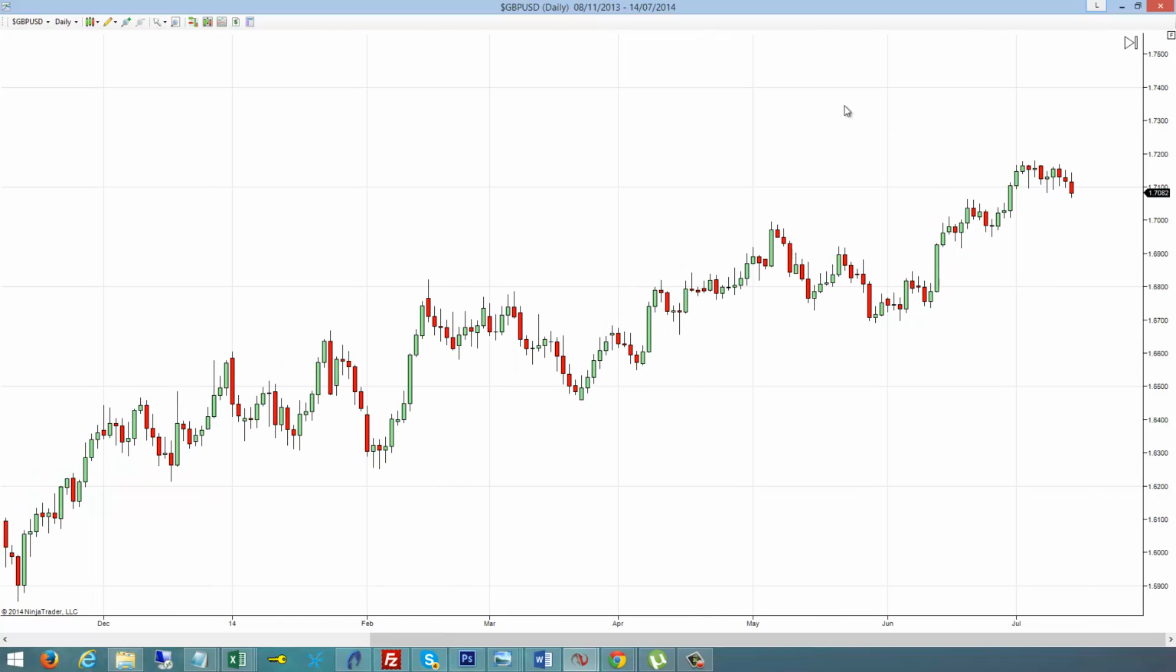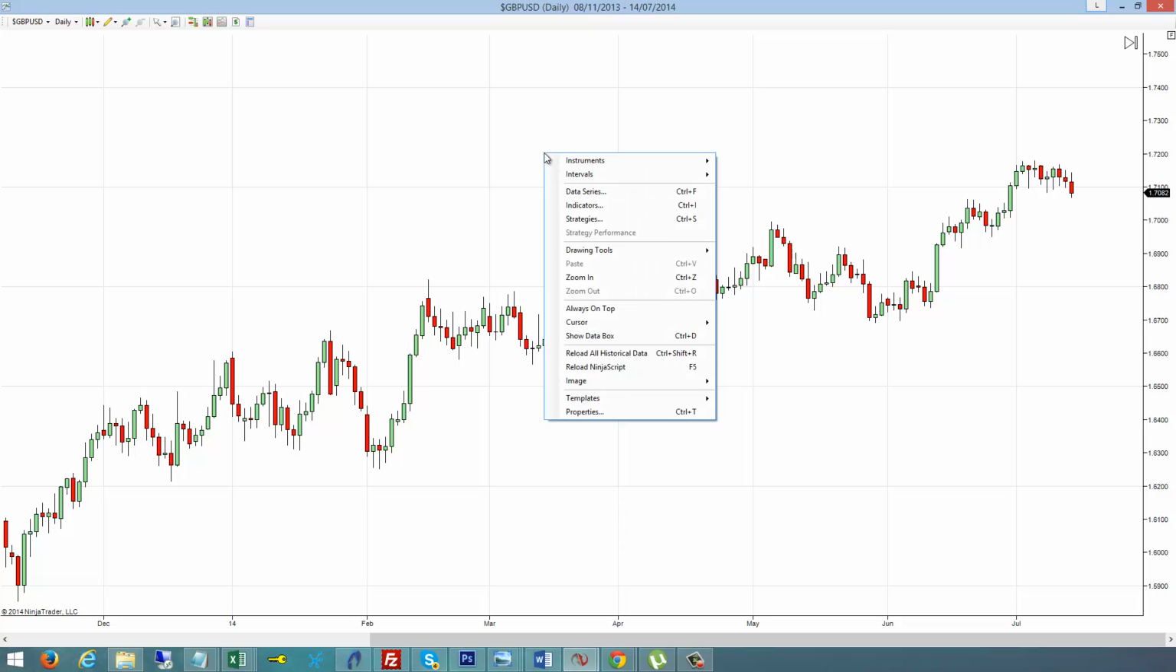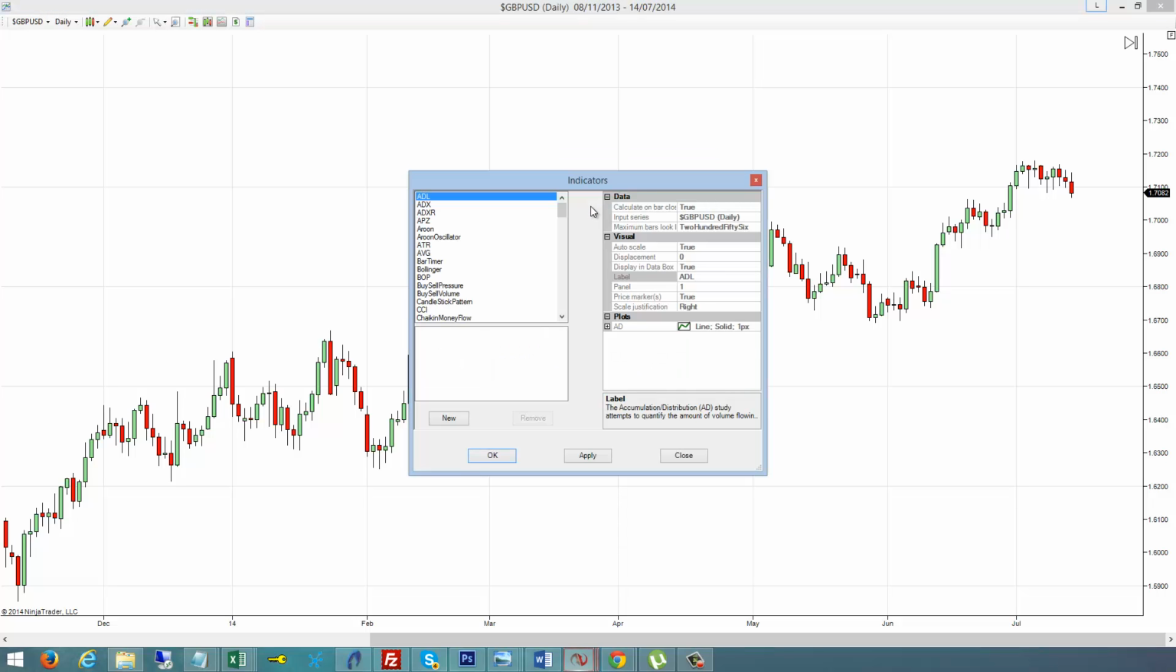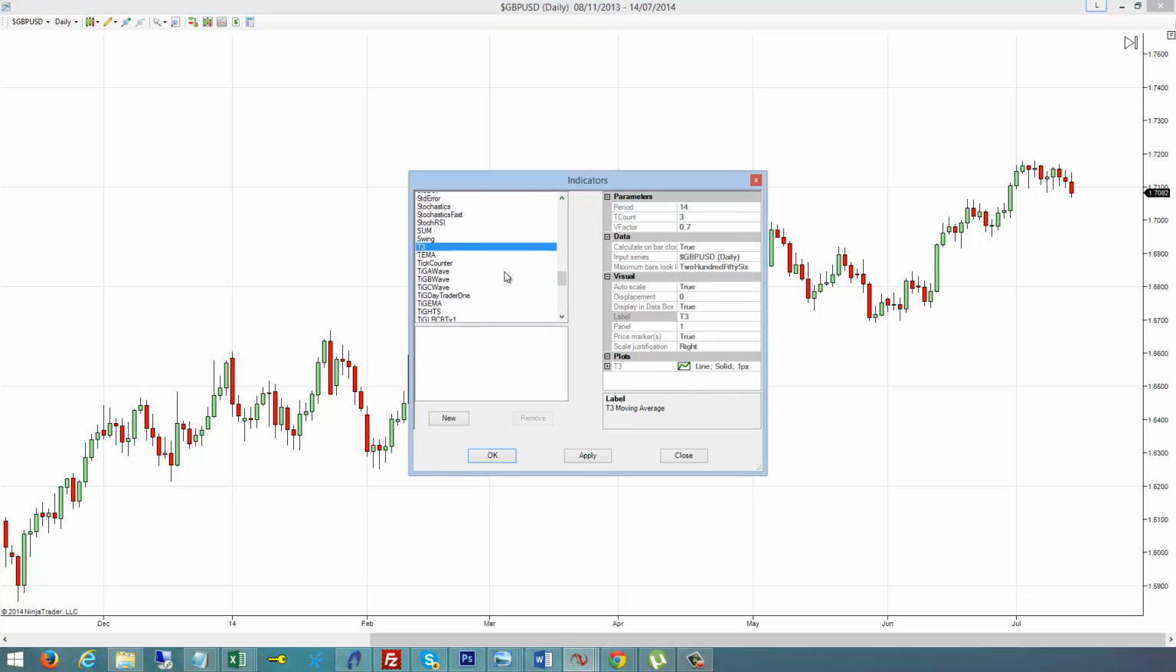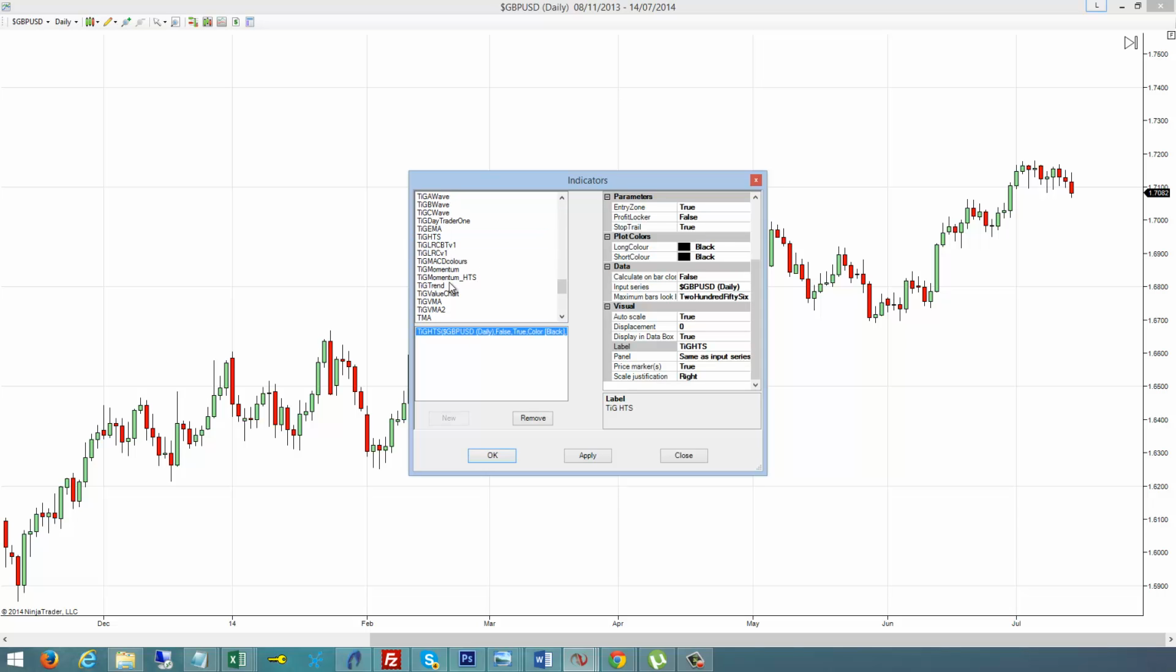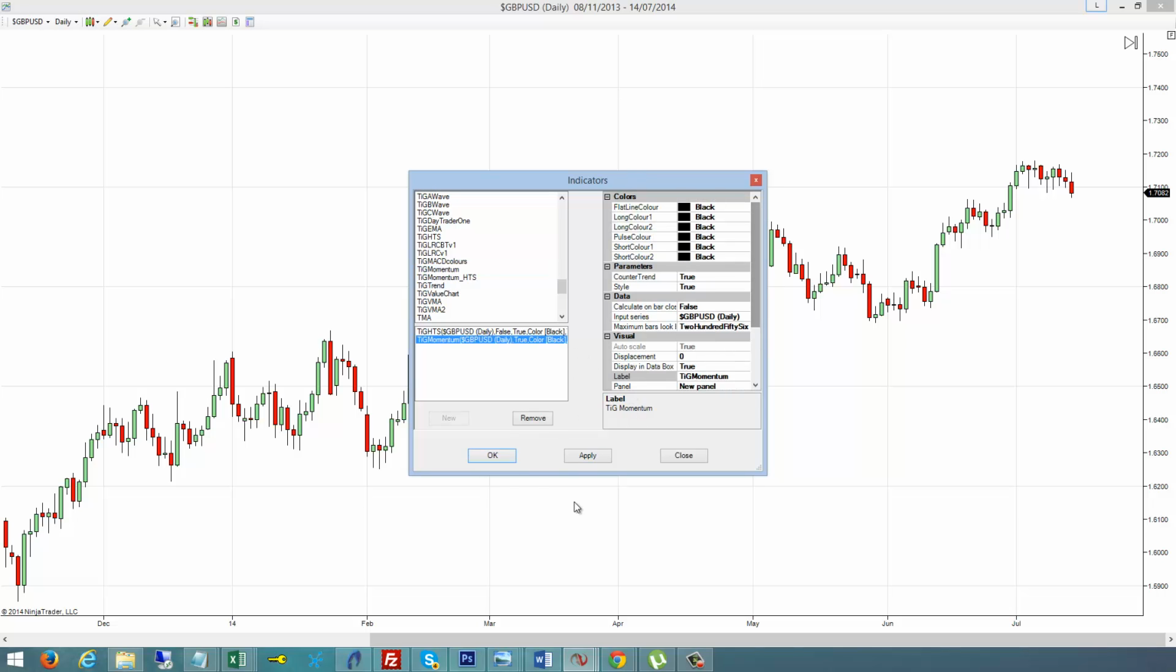Next, the thing we want to do is to bring the home trading system into our charts. To do this, we right click on the chart and click Indicators. We go down to T and we find TIG HTS, double click on it, and TIG Momentum, double click on it. We're not going to change any of the inputs at the moment. These are fine, leaving them as the defaults.